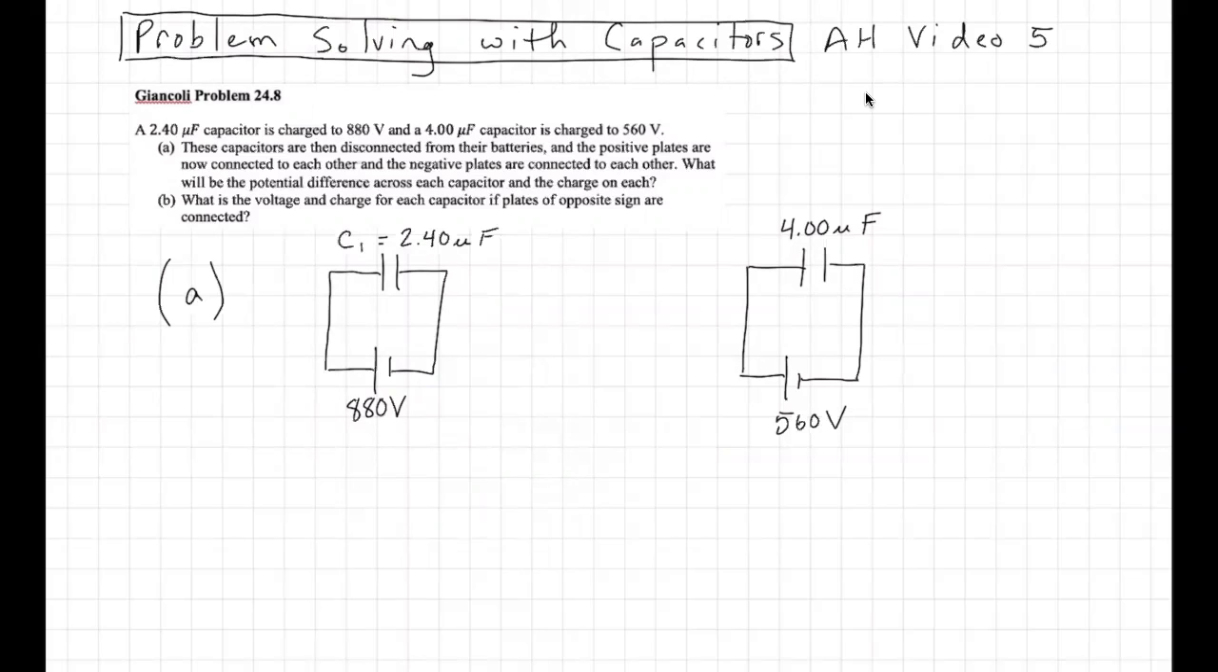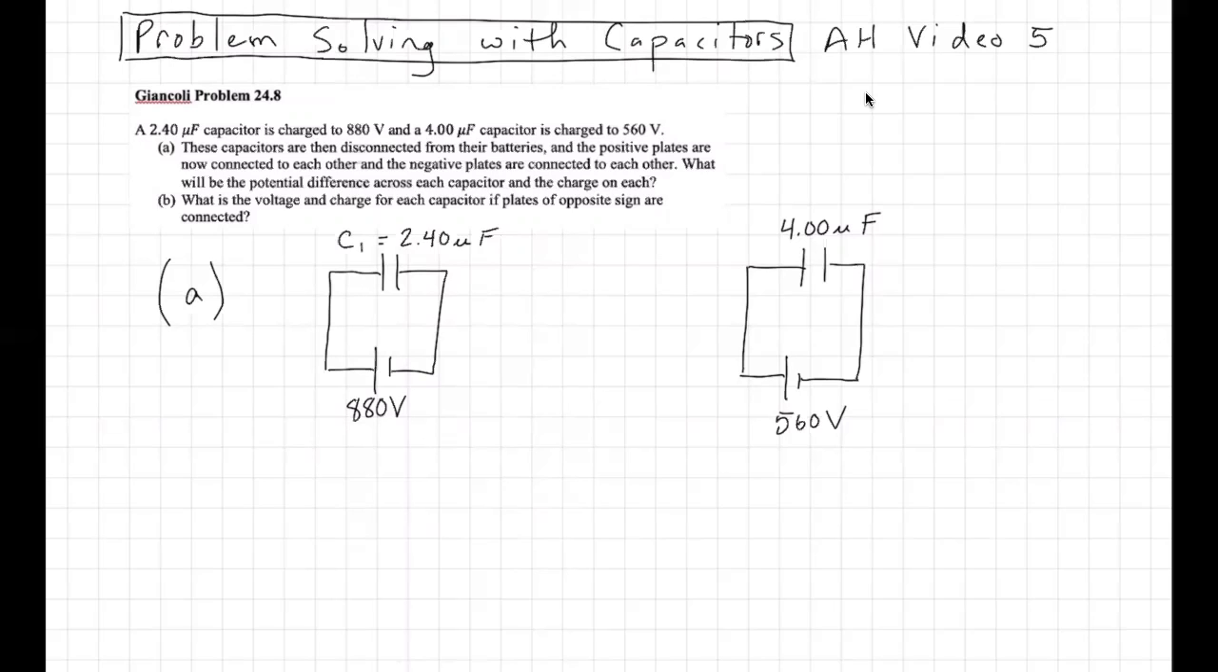So I drew a little picture for how you might achieve this. You just connect a battery of 880 volts to this capacitor and wait for it to come to equilibrium. And similarly for the other one, connect a battery of 560 volts and wait for that to come to equilibrium. And we want to figure out two things. So after you do this charging, you disconnect the capacitors from their batteries, and the positive plates are now connected to each other, and the negative plates are connected to each other. What will be the potential difference across each capacitor and the charge on each?